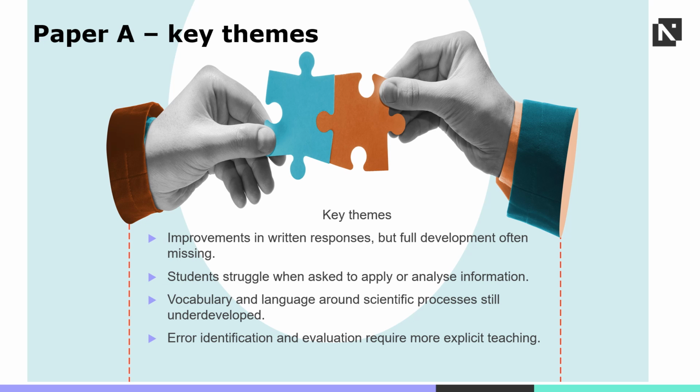Secondly, students struggle when asked to apply or analyse information. They tend to rely on recall, and when the question shifts into AO2 or AO3 territory, the responses become vague or generic. Another pattern is that the vocabulary and language around scientific processes are still underdeveloped. Students may understand concepts in principle, but lack the precision of language needed to express themselves clearly in exam settings.